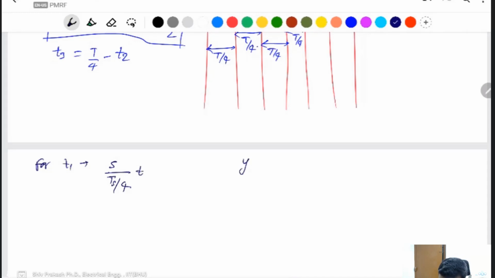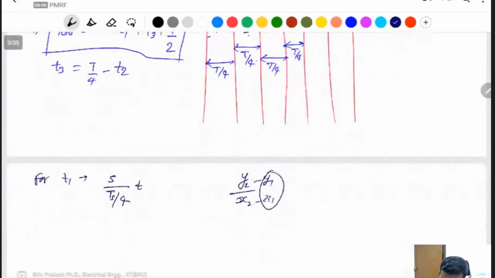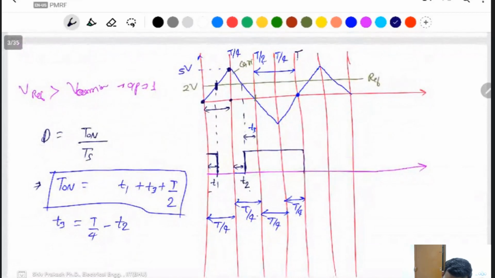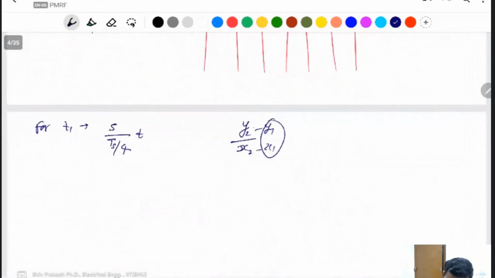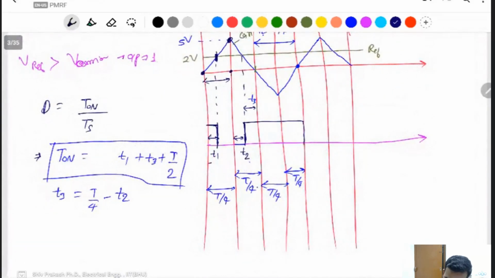Like y axis total divided by x axis: y2 minus y1 over x2 minus x1, where x1 and y1 are 0. It means the y axis of the waveform divided by the x axis total time period, into x time. In voltages, this is 5 minus 0 divided by Ts by 4 minus 0, into T. That's why we write 5 divided by Ts by 4, into T. This is the line equation from 0 to T by 4 time period.